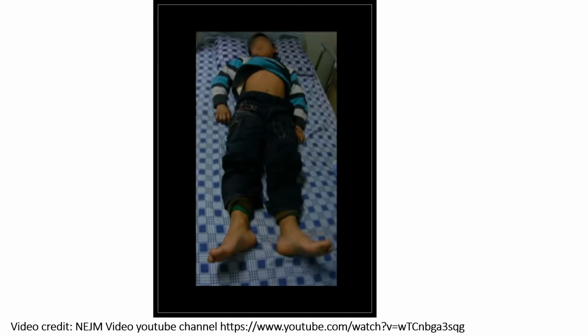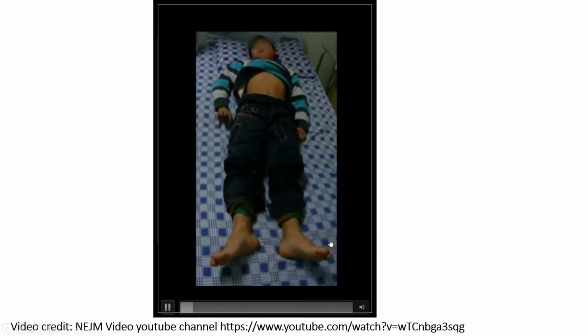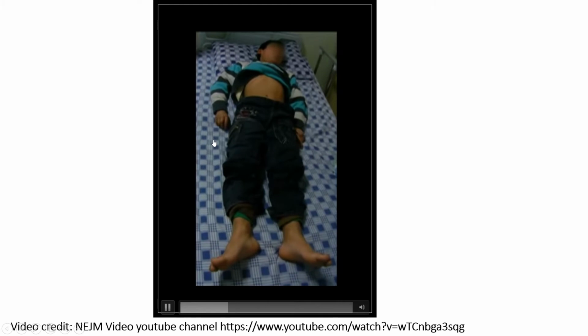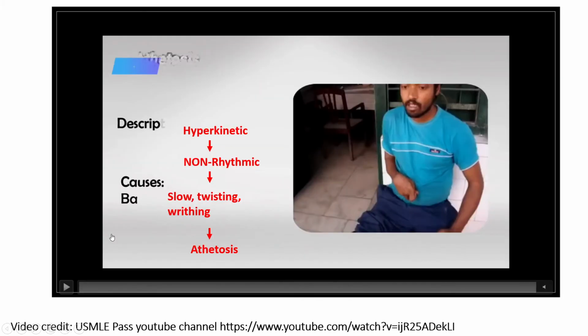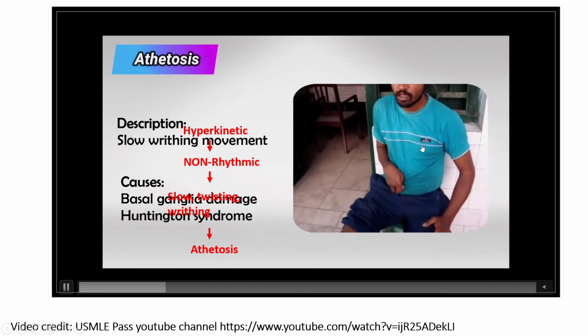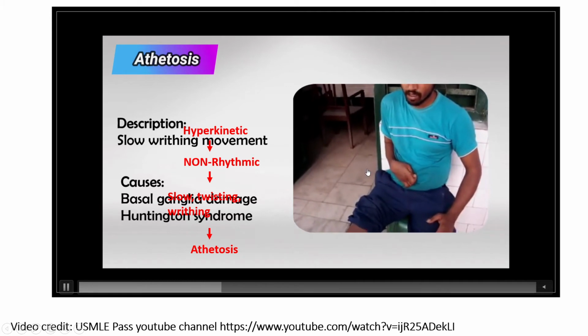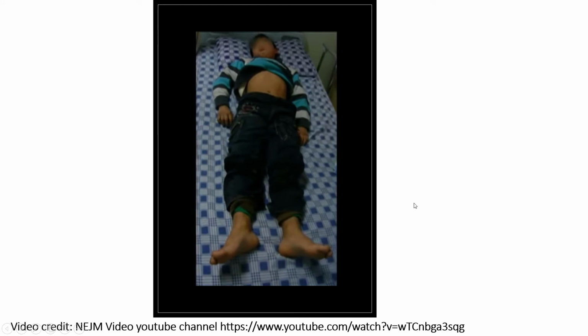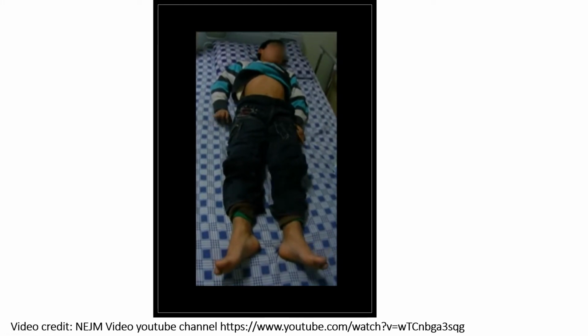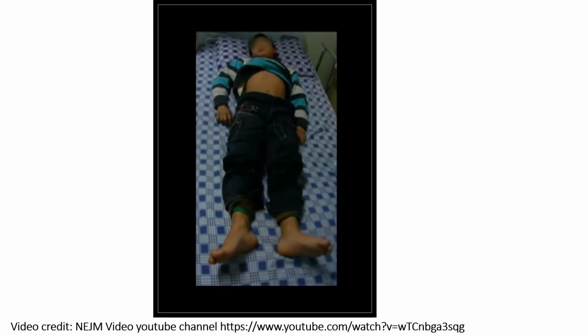And compared with chorea, as you can see, the choreiform movements are briefer. They are brief, rapid, jerky, and very unpredictable. As I showed you before, the athetosis movements were typically slow. They were twisting, they were rhythmic movements, right? But these choreiform movements are brief, rapid, jerky, and unpredictable. So this is how you differentiate between athetosis and choreiform movements.